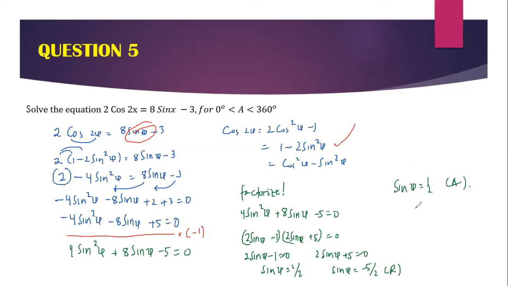So x is sine inverse of a half. So x is 30 degrees. Clear? Clear, sir.